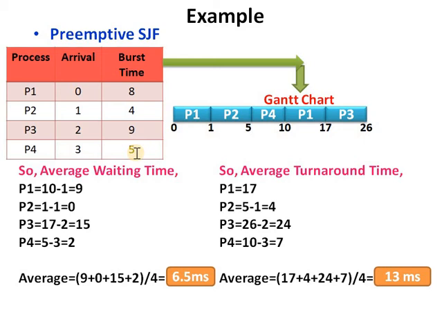So, the Gantt chart for this example is shown here. First, at time 0, the process P1 comes into the ready queue. So, the CPU takes process P1 for execution.